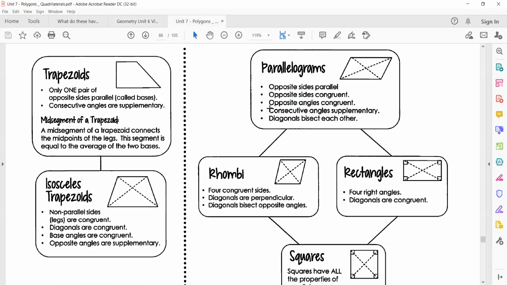Now we need to use the second property involving angles. Consecutive angles are supplementary. Consecutive means you start in any corner and take your finger and go around the parallelogram and back to your beginning point. The next angle you see is consecutive, then the next one, consecutive. Four angles. Consecutive angles are supplementary.